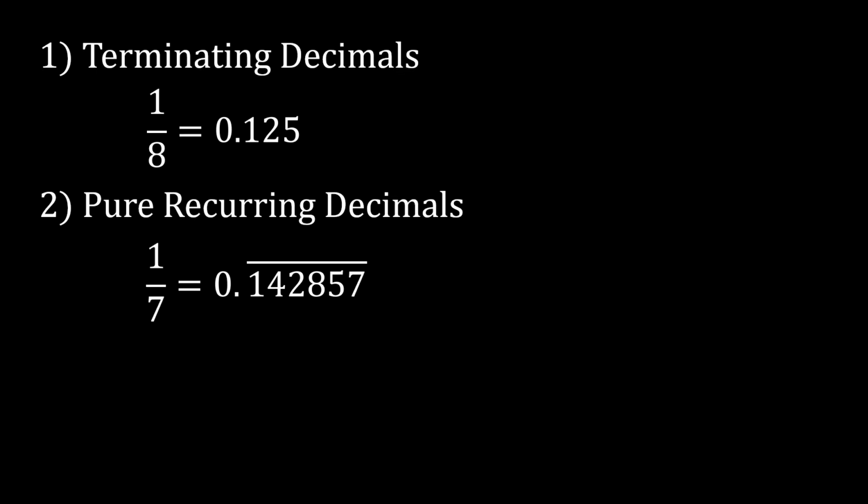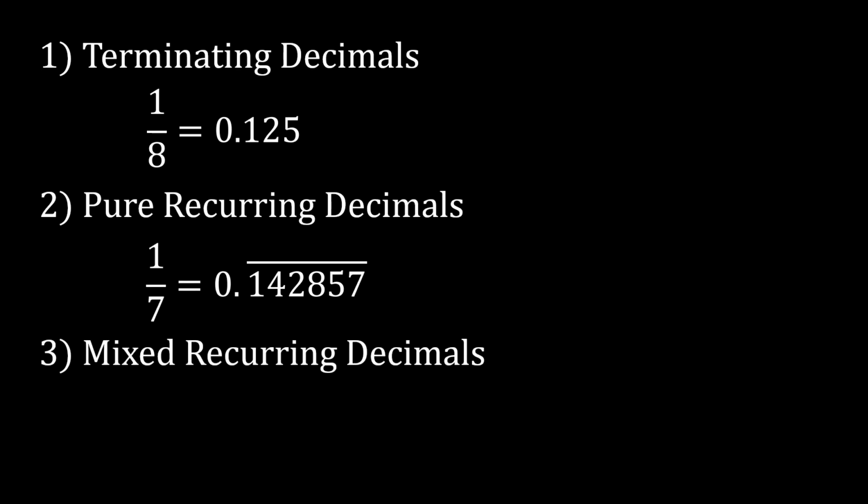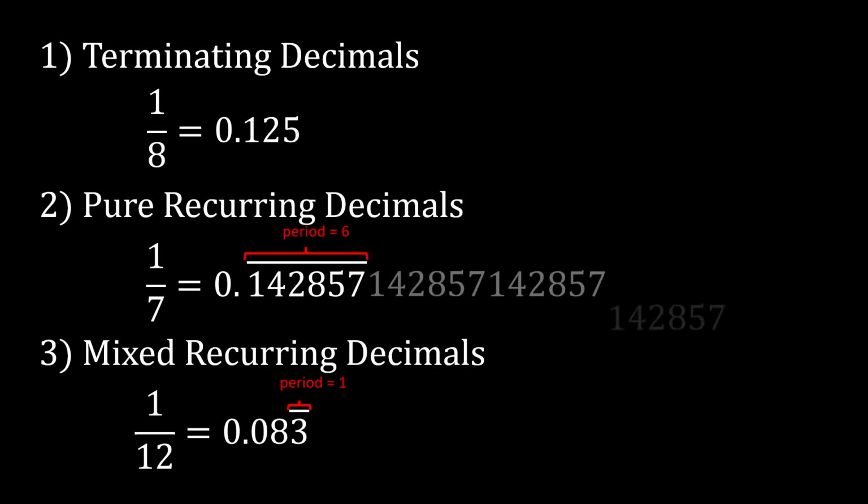Next, we have the mixed recurring decimals. These are similar to the pure recurring decimals in that they have a repeating period, but they also have at least one digit after the decimal point that is non-repeating, which is then followed by the repeating part. In these examples, the pure recurring decimal has a period of 6, while the mixed recurring decimal has a period of 1, which repeat over and over as shown here.